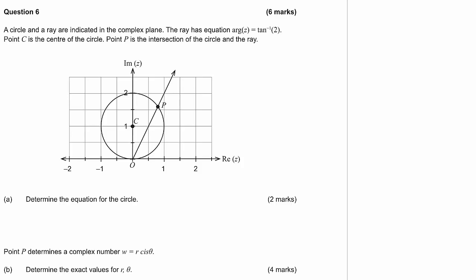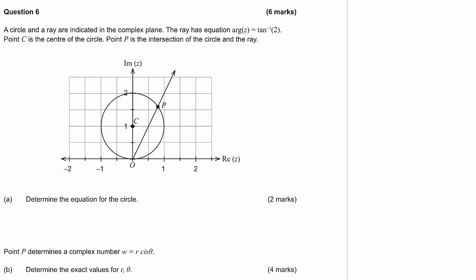A circle and a ray are indicated in the complex plane. The ray has equation arg z is equal to the inverse tan of 2. Point C is the centre of the circle. Point P is the intersection of the circle and the ray. Determine the equation for the circle.